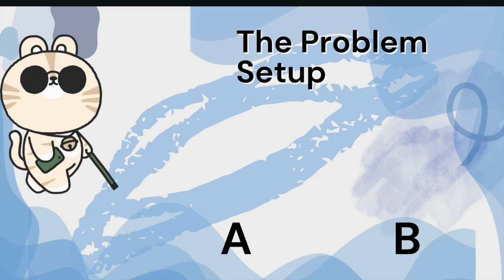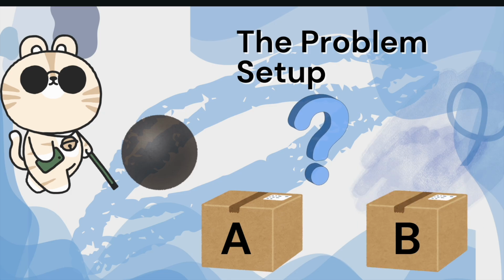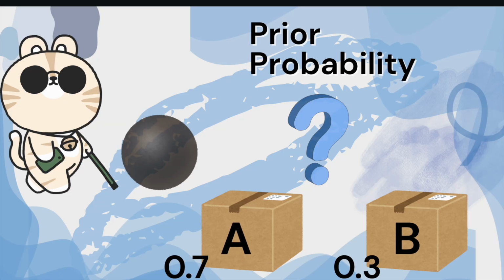Imagine that I blindfold you and hand you a ball and ask you, which box did it come from? Box A or box B? We have no reason to choose either. Let me give you a bit more information.